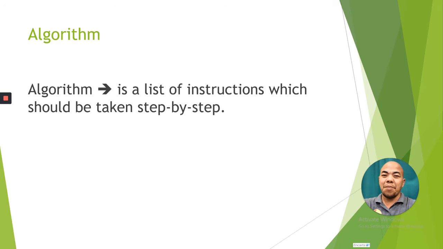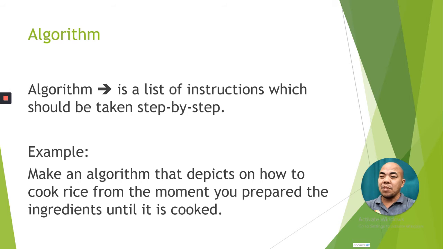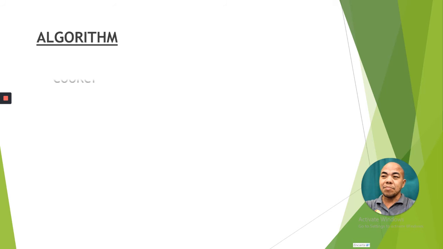So what is an algorithm? An algorithm is a list of instructions which should be taken step by step. Meaning to say there's going to be no overlapping. Okay, it should be in sequence. Example: make an algorithm on how to cook rice from the moment you prepare the ingredients until it is cooked, considering that the utensils are already prepared.